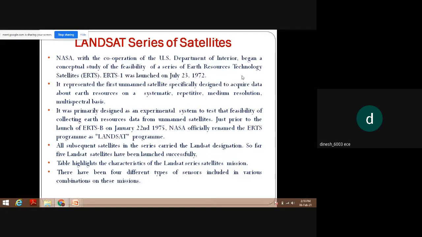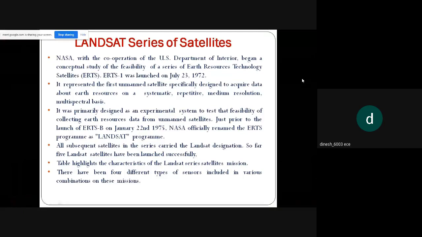Next topic is the Landsat series of satellites that was launched by the United States, specifically NASA, with the cooperation of the US Department. They had done the launching of Landsat series 1, 2 till 5 for the first generation, and they had been a part of the Earth Resource Communications satellites that was being deployed in space for monitoring the Earth.